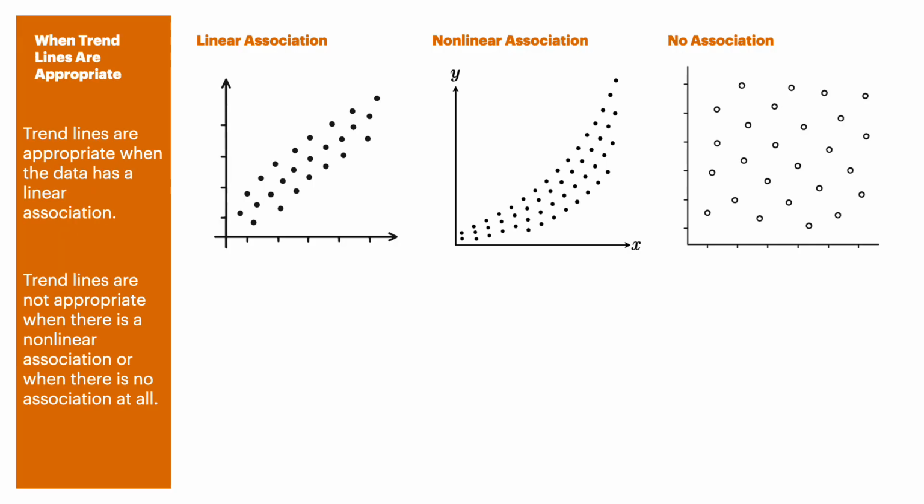So when is it appropriate to use a trend line? Well, there's really only one time when you should use a trend line, and that is when you have a linear association. That is when trend lines work best, when the data shows a linear association. If we have a non-linear pattern, or if we have no association at all, we do not want to use a trend line.